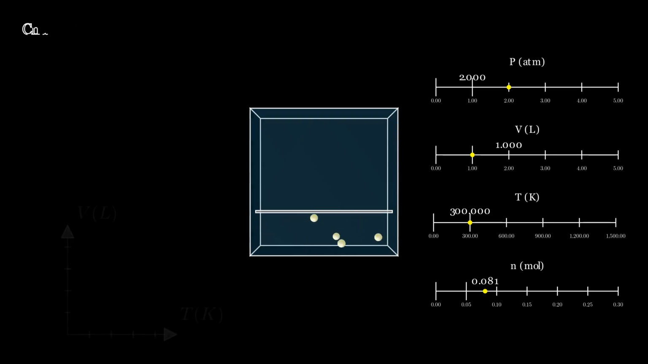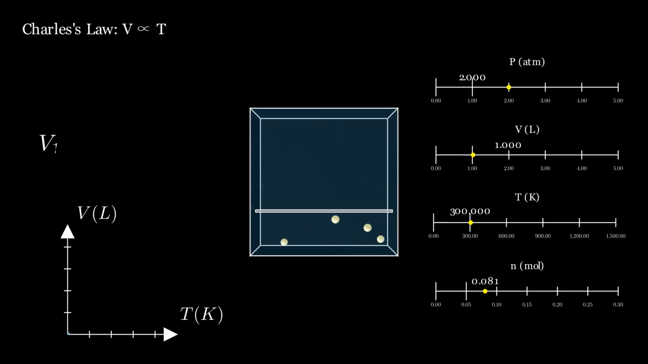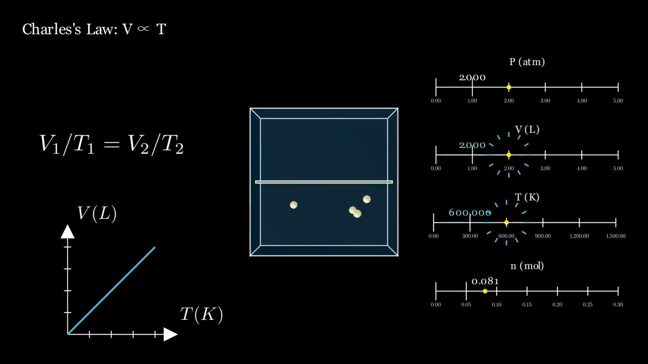Now, we explore Charles's law, the connection between temperature and volume, while keeping pressure constant. As we heat the gas, the particles begin to move faster, they carry more kinetic energy. To maintain the same pressure, the gas must expand, giving particles more room to move and reducing the frequency of wall collisions. Charles's law shows that volume is directly proportional to temperature, as long as pressure and moles stay fixed.